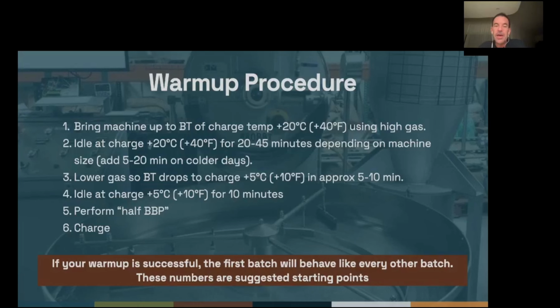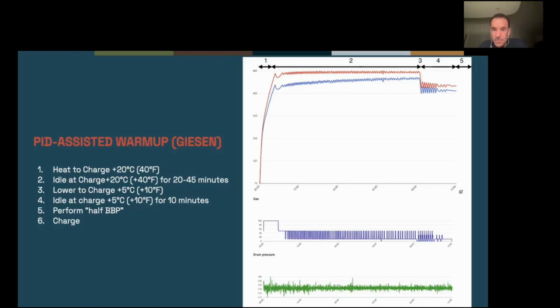So what this means, sorry if this sounds a little complicated, but sometimes a graph helps. In the first couple of minutes of this warm-up curve here, the temperatures are rising up to the high idle. Then we are at the high idle for quite a long time, almost an hour here. And then we're moving to the low idle for about 10 minutes, and then you don't see the BBP here because the person who did this stopped recording the warm-up at the time of the BBP. And then we have our typical BBP, and then we charge.